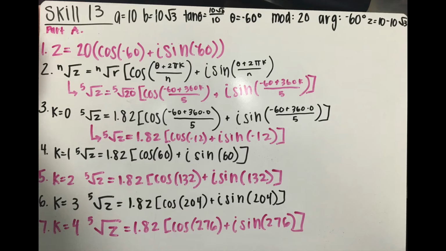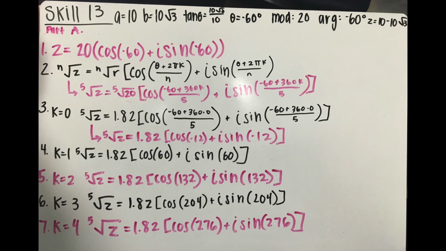Next, I plugged in k to be 1, which gave me the second root, which ended up simplifying to the fifth root of z is equal to 1.82 cosine 60 plus i sine 60. Next, I plugged in k is equal to 2 into that same equation, which simplified to the fifth root of z is equal to 1.82 cosine 132 plus i sine 132. After that, I plugged in k is equal to 3 to get another one of the roots to be 1.82 cosine 204 plus i sine 204.